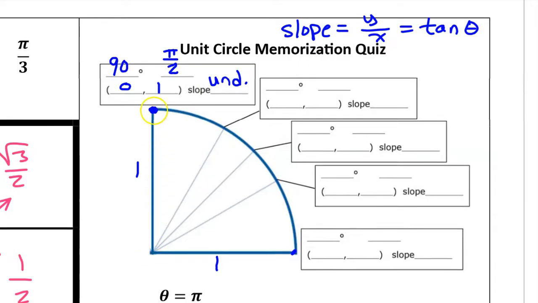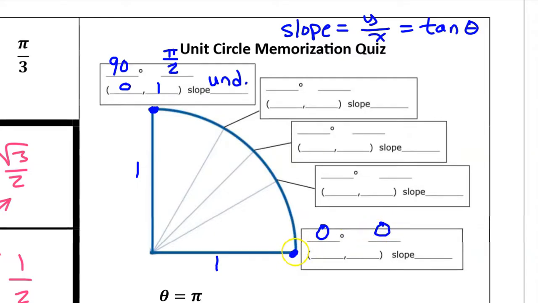So we just did the value that's on the positive y-axis. Now let's do the value that is on the positive x-axis. This is 0 degrees because we are starting from here and rotating counterclockwise. So on the positive x-axis, it is right at the start. So this is 0 degrees. It is also 0 radians.